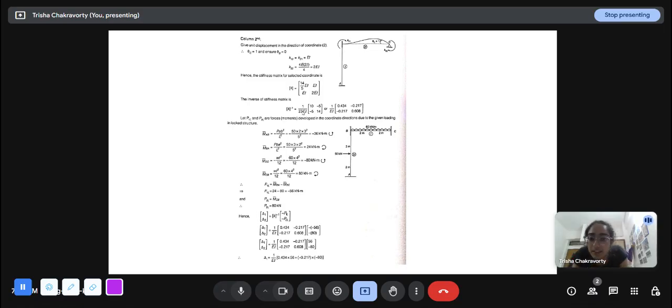Now I've got the stiffness matrix. I can get the inverse. This is just a mathematical operation. But let P1L and P2L be the forces or moments developed in the coordinate directions. Here it's moment because both my degrees of freedom are rotation, right? So here my P1L and P2L will be moments. So they are developed in the coordinate directions due to the given loading in the structure.